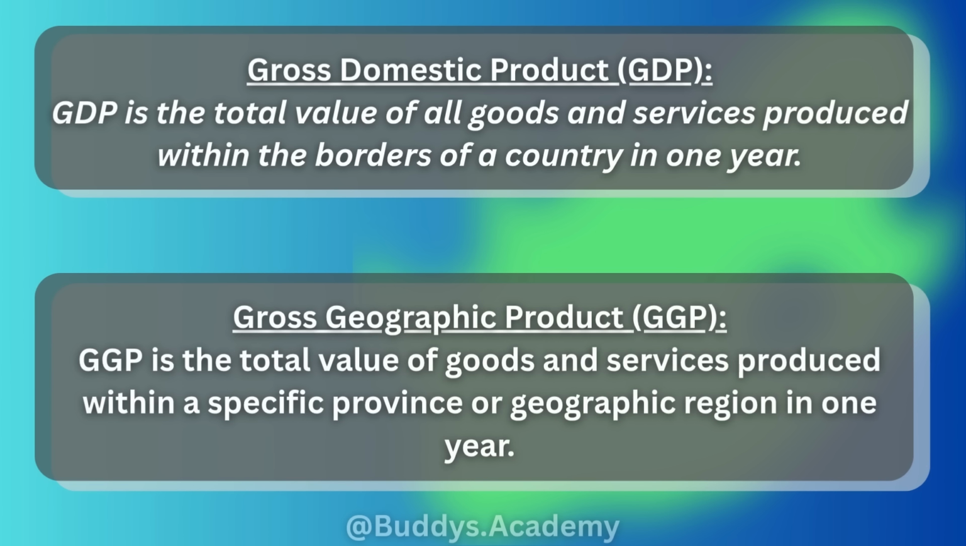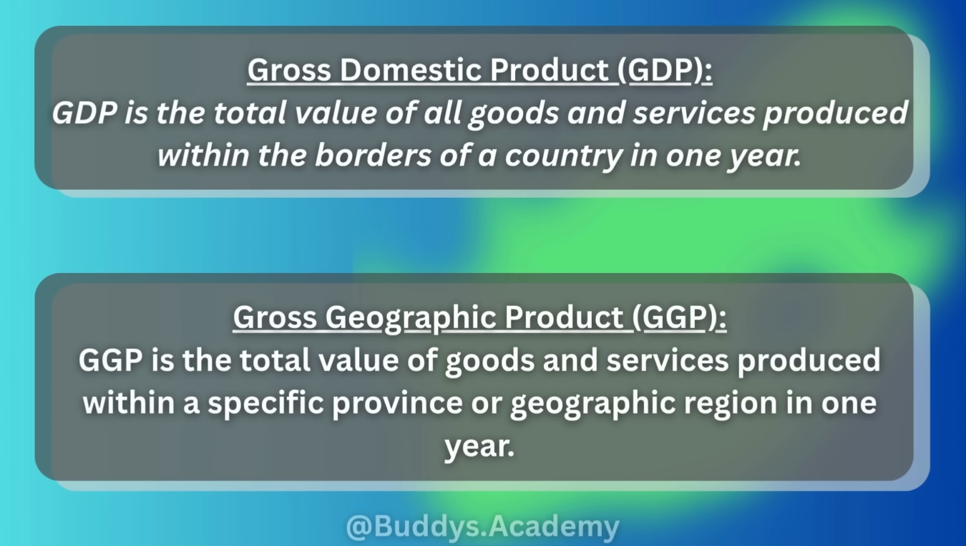The next definition will be the gross geographic product, also known as the GGP. Now, the GGP is the total value of goods and services produced within a specific province or geographic region in 1 year. Now, this is going to be very similar to the GDP. However, it's only going to focus on a single province, not the entire country, right? The gross geographic product is basically going to help us compare the economic performance between regions.